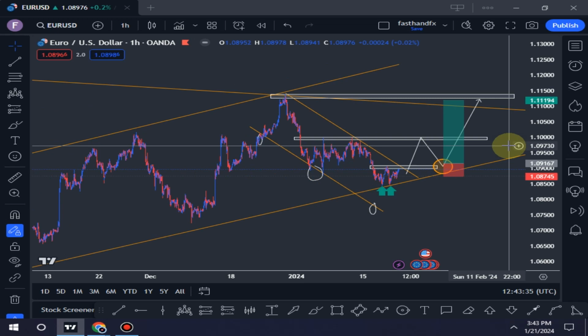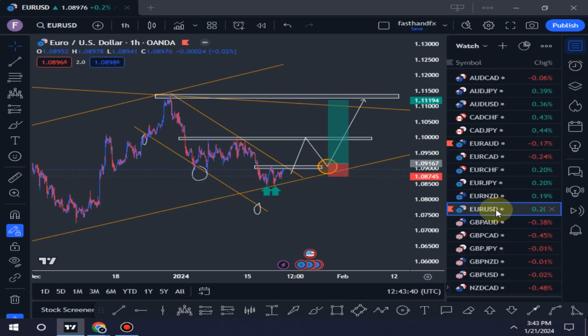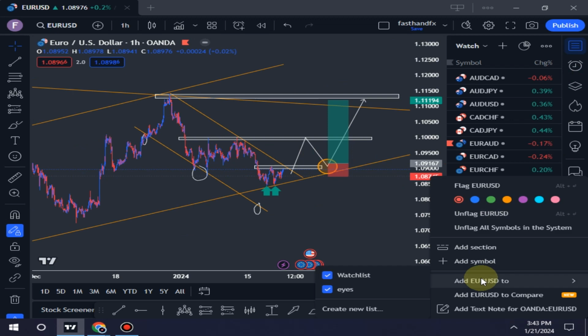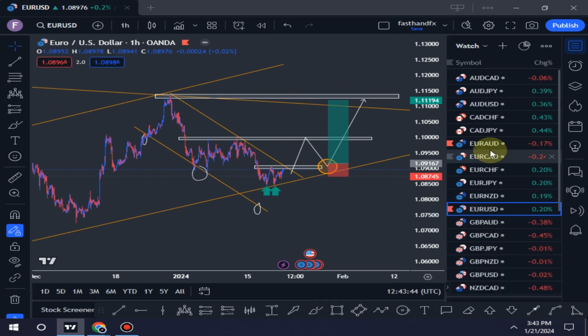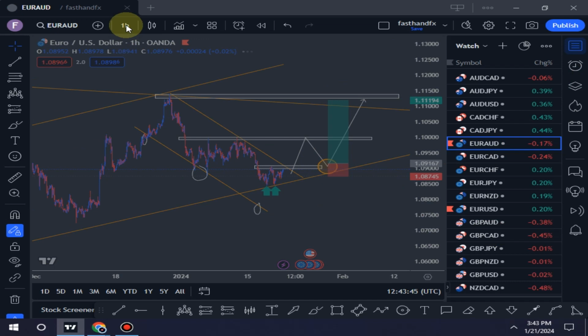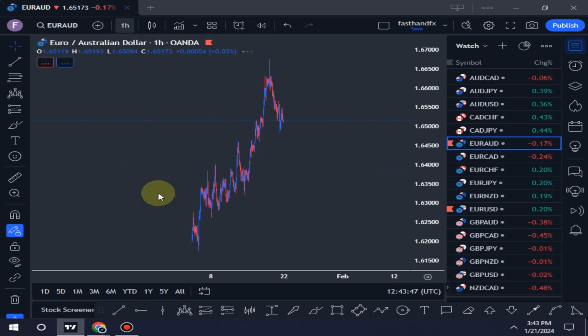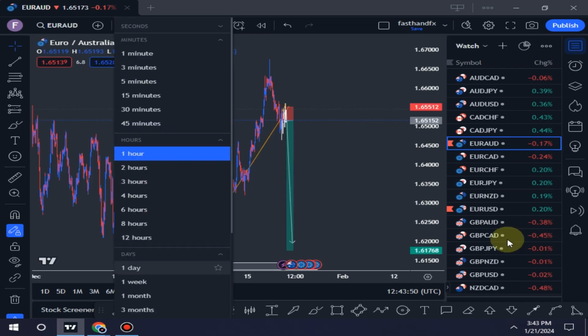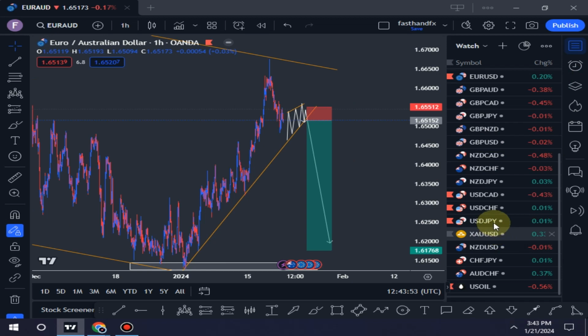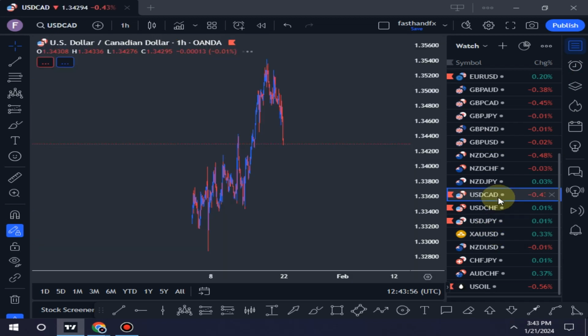No. All right, so on Euro USD, let me just add it to my watch list. Okay, so right there, let me see, Euro Aussie. Oh, we had something on USD CAD, I believe so.